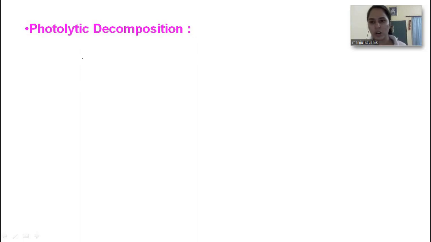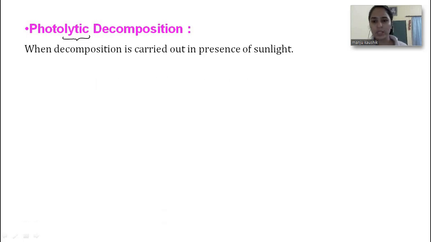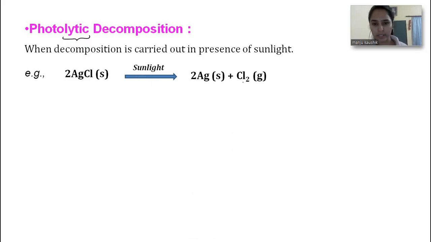So students, now we will do photolytic decomposition. Photolytic decomposition, it means breakdown. Lysis means, again I have told you, lysis means breakdown. So photolytic decomposition means the breakdown of a compound with the help of sunlight. So the decomposition is carried out in the presence of sunlight. Let us see an example. See, two molecules of silver chloride, which is solid. When sunlight is provided to it, it breaks down to form silver and chlorine gas. So there is a decomposition which is carried out with the help of sunlight.